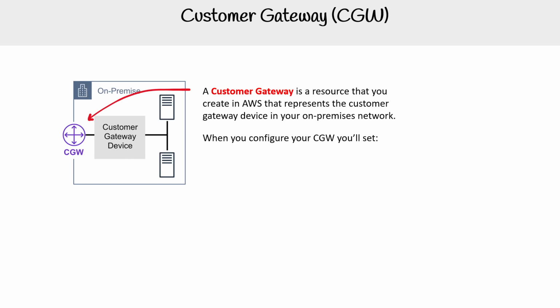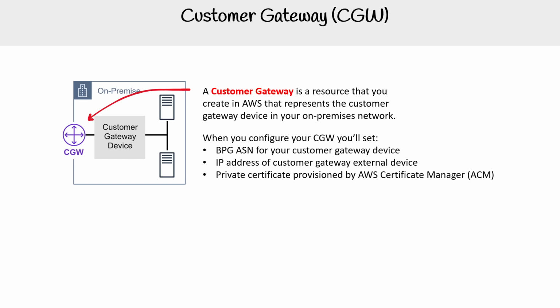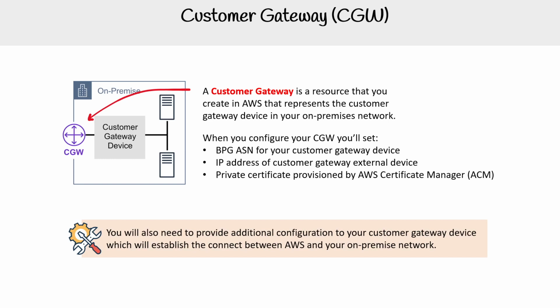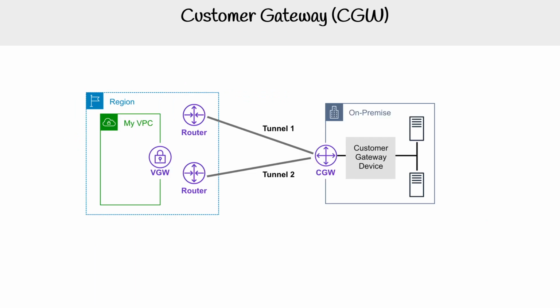So when you configure your CGW, you're going to set the BGP ASN for your customer gateway device, your IP address for your customer gateway external device, and the private certificate provisioned by AWS Certificate Manager, ACM. You will also need to provide additional configuration to your customer gateway device, which will establish the connection between AWS and your on-premise network. So here is that other diagram I was talking about where we weren't representing tunnels earlier.